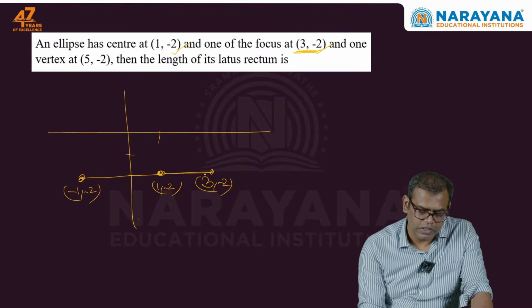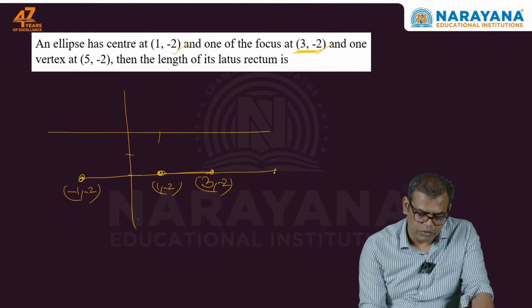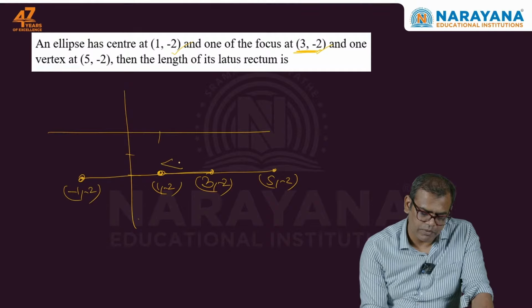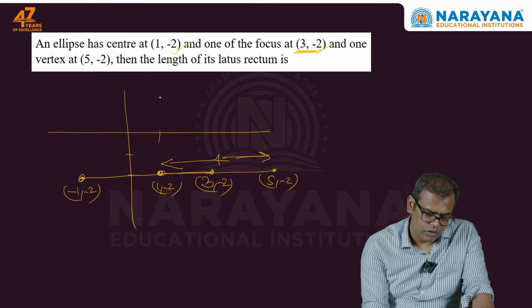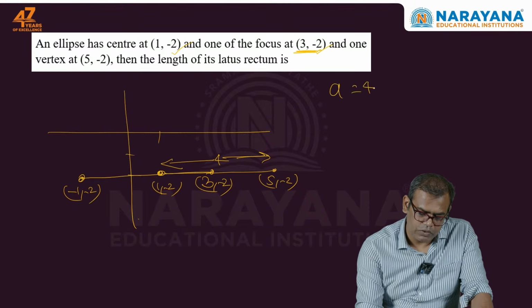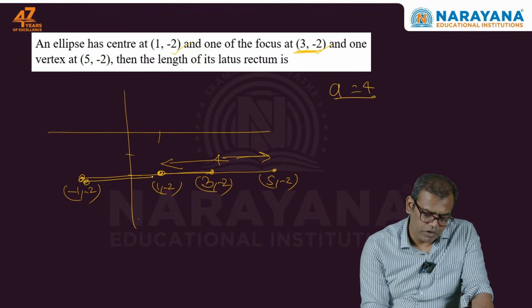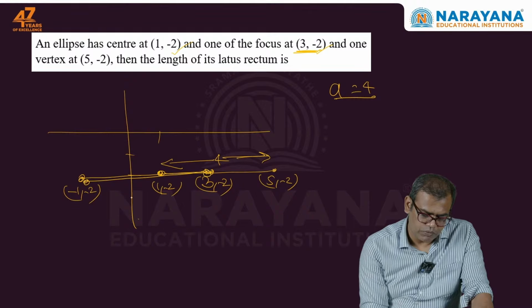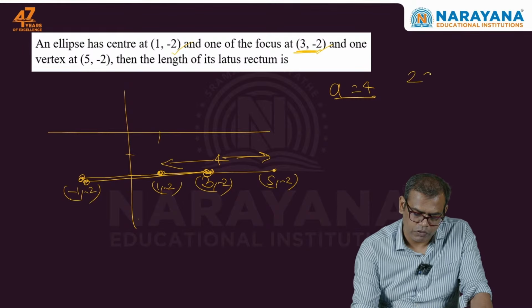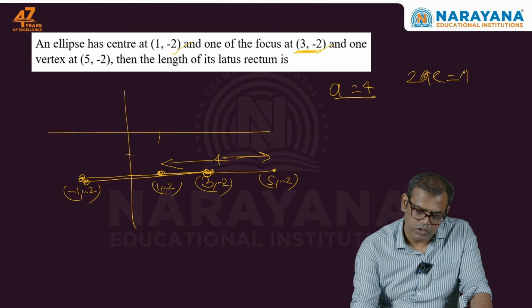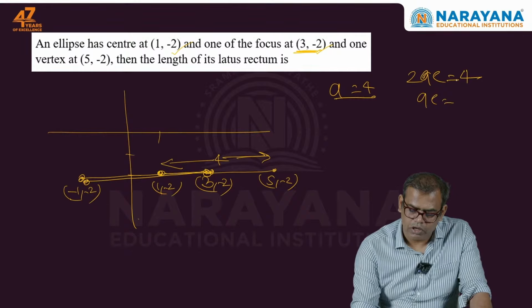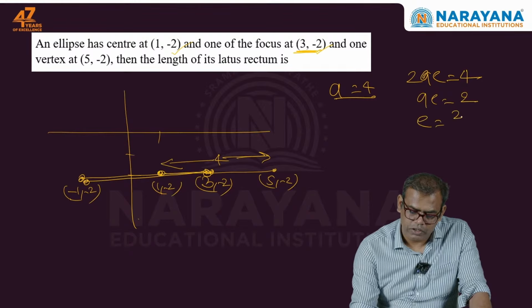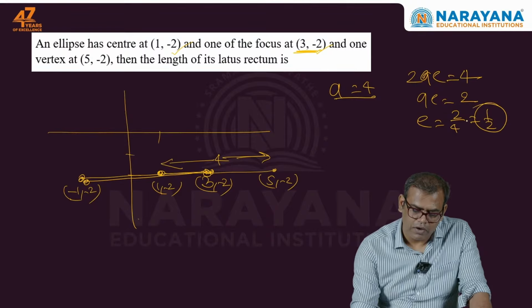One more piece of information is given: the vertex is 5 comma minus 2. So how much distance did we come from the center? 4 units. So a is equal to 4, and the distance between the two foci is 2AE, which is equal to 4 units as given. So a is equal to 2 units, then e is equal to 2 by 4, which is half.